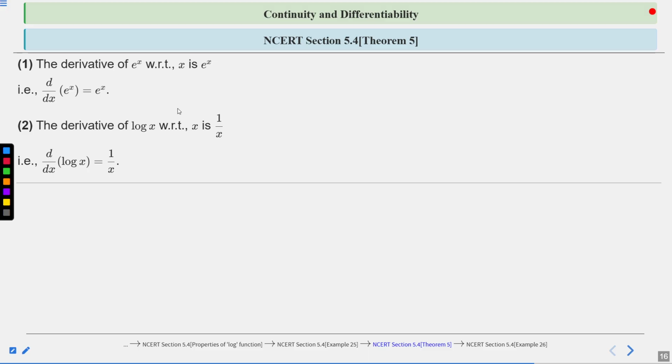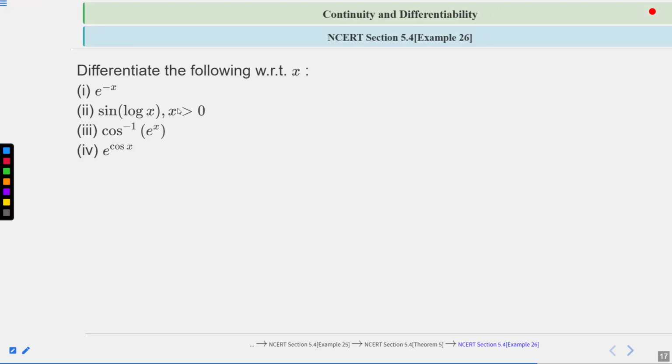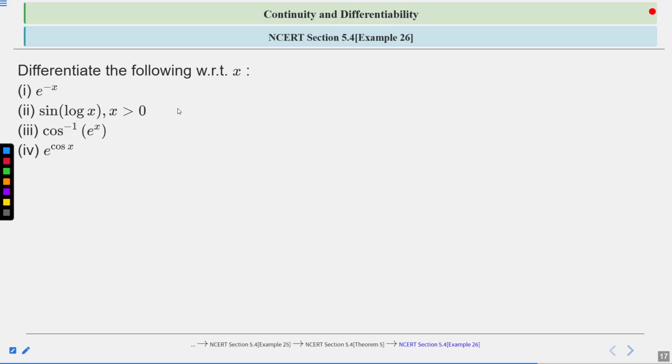d upon dx of log x is equal to 1 by x. Clear? Now next, NCERT section 5.4 example 26. Let us see. You have to differentiate the following with respect to x.